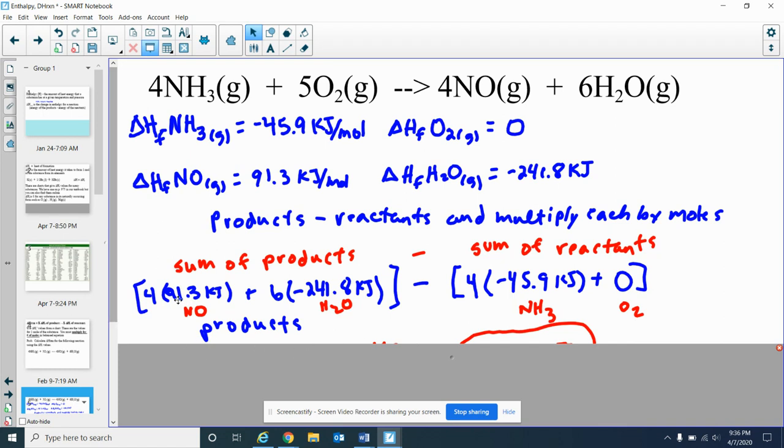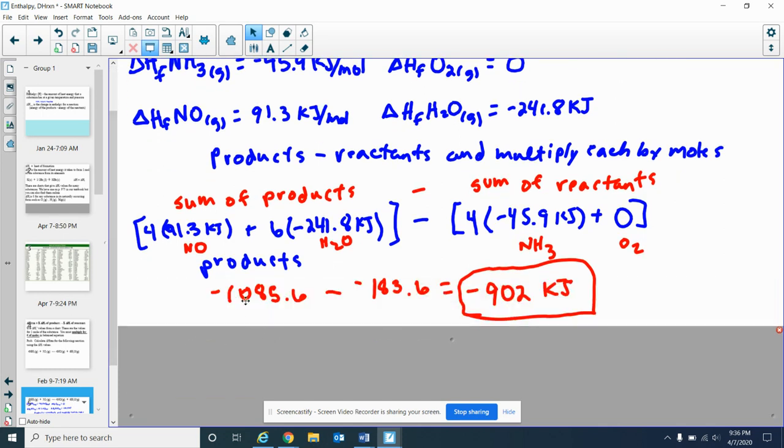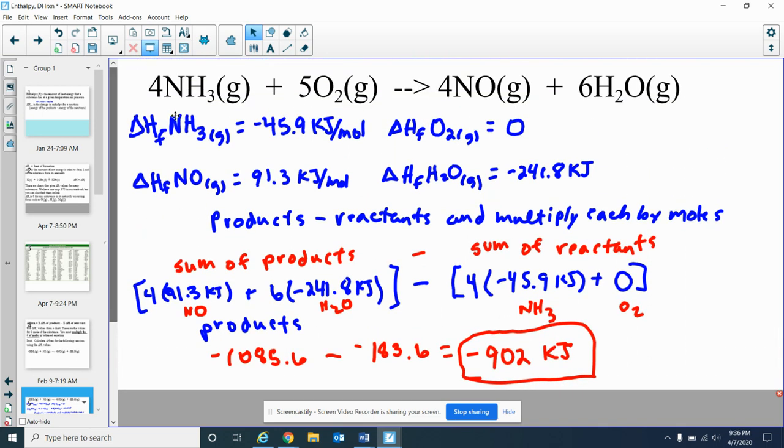So I multiply by the number of moles. I add up the products. In this case, I only have the one reactant. I multiply by that, and I solve, and I should get negative 1085.6 for the products minus negative 183.6 for the reactants, for a grand total of negative 902 kilojoules. So this is the heat of reaction. How much heat, in this case it's negative, how much heat is given off by this reaction when this reaction happens. Okay, let's look at another one.